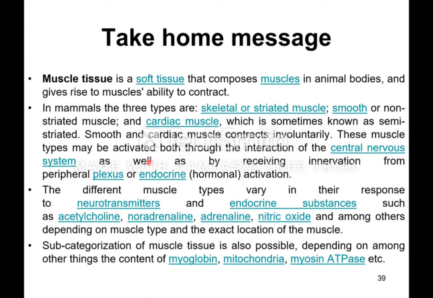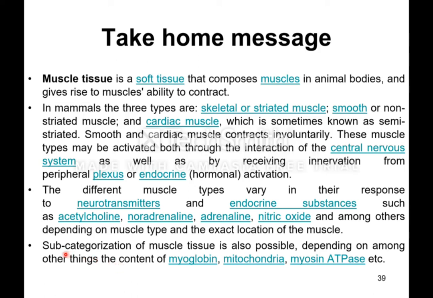The muscle tissue is activated both by interaction of the central nervous system and by receiving innervation from the peripheral nervous system, such as peripheral nerves or plexus, or endocrine or hormonal activation. The different muscle types have very different responses to neurotransmitters and endocrine substances, such as acetylcholine in the skeletal muscle, noradrenaline and adrenaline in the cardiac muscle, and nitric oxide in the smooth muscle.